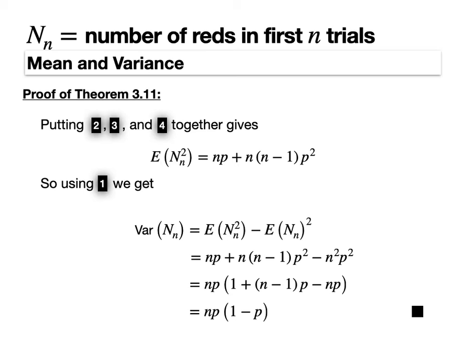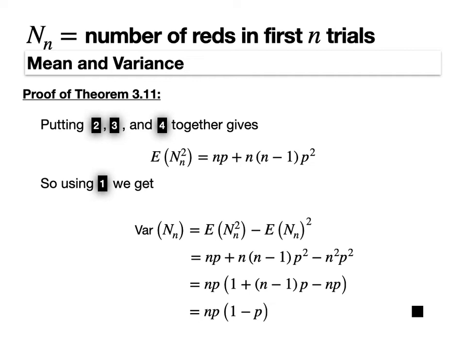And now we'll use our alternate form of the formula for variance to find the variance. The variance of n would be the expected value of n squared minus the expected value of n, the quantity squared. And we know both of those now. The expected value of n squared is np plus n times n minus 1 times p squared, minus, and then the expected value of n quantity squared will just be n squared p squared. And you manipulate that algebraically and you get the result that the variance of n is np times 1 minus p.